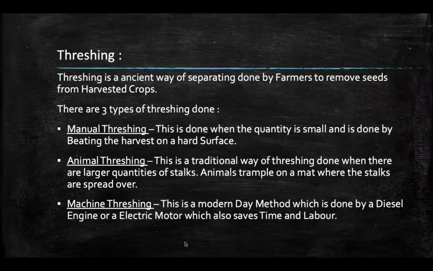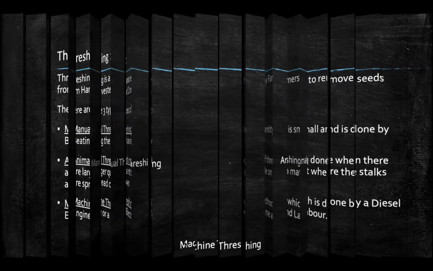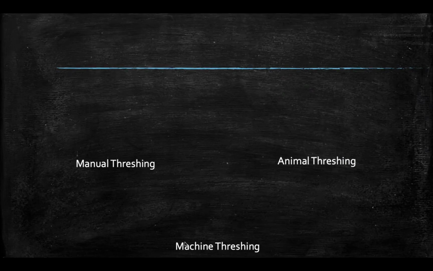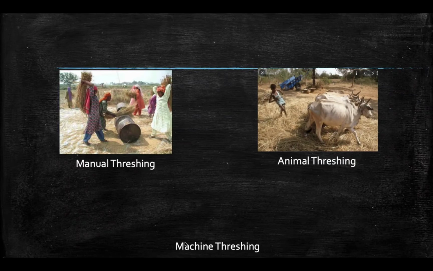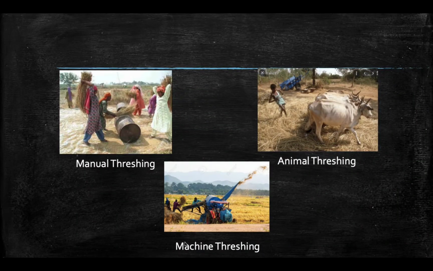In animal threshing, threshing is done when there are large quantities of stalks; animals trample on a mat where the stalks are spread over. In machine threshing, the threshing is done by a diesel engine or electric motor, which also saves time and labor. Machine threshing is a modern way of doing threshing. In this slide, you can see manual threshing, animal threshing, and machine threshing pictures.